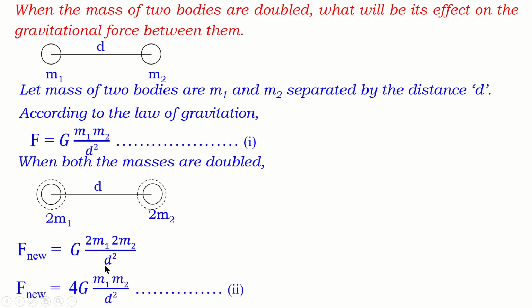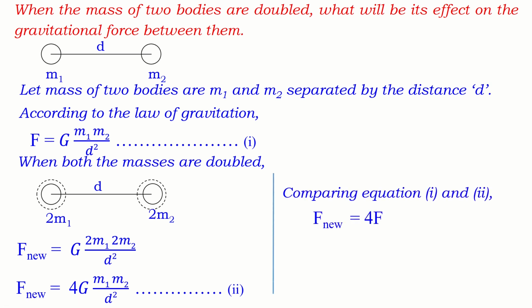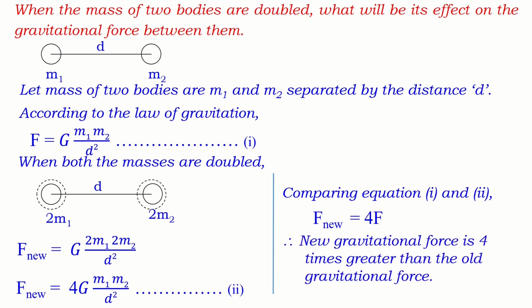Now 2 multiplied by 2 becomes 4, so F new is 4 times G m1 m2 by d square. This is equation number 2. If we compare equations 1 and 2, instead of G m1 m2 by d square we can write F, so F new equals 4 times F. We can conclude that the new gravitational force is 4 times greater than the old gravitational force. This is the effect of an increase of mass on the gravitational force.